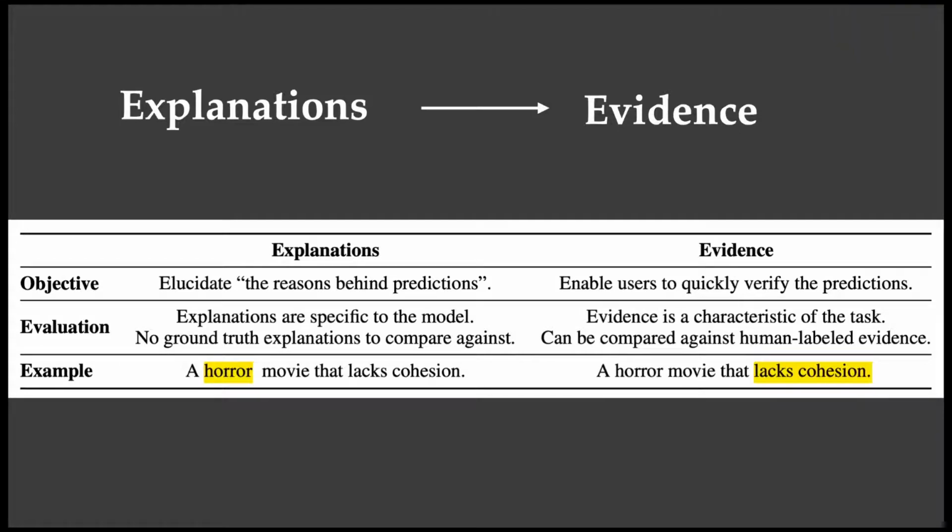I have a question. Doesn't evidence lead to explanation? If I want to reason about some label, I look at the evidence and then I say, because of this, this is the reason I labeled it that. Maybe I don't use all the evidence, or I just use some biased evidence. For example, in this case, you say the explanation is horror, but the evidence can be both lack of cohesion and horror, or maybe only lack of cohesion.